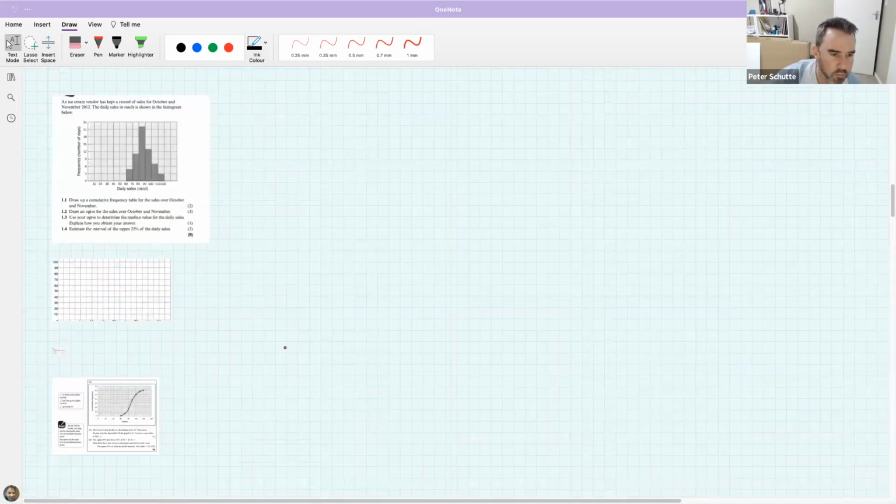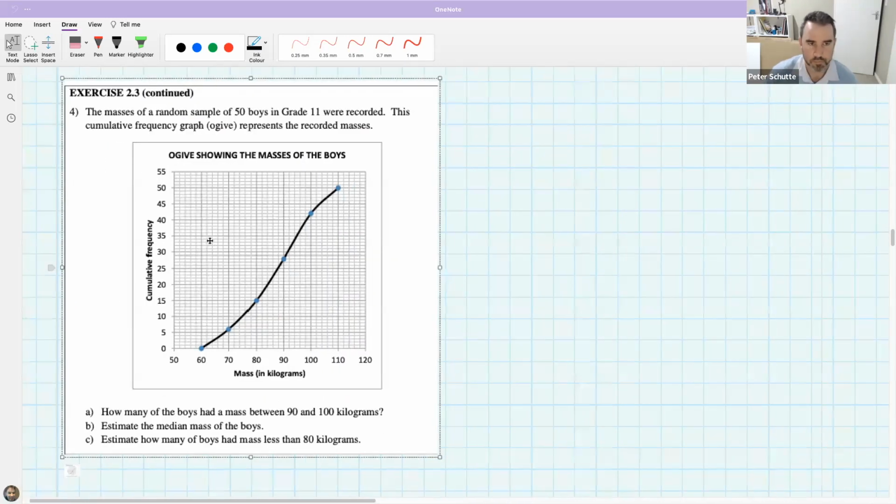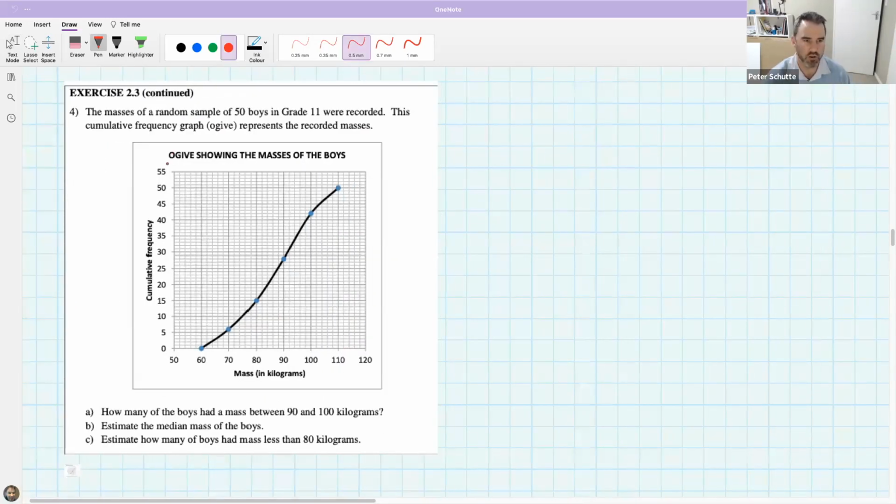Let's see if I can squeeze in one more question here. Let's do this last one here. Okay. So it says, and this is a common exam question as well, the masses of a random sample of 50 boys in grade 11 were recorded. The cumulative frequency graph represents the recorded masses. So here's the question. How many boys had a mass between 90 and 100 kilograms? Where do you think you have to look?